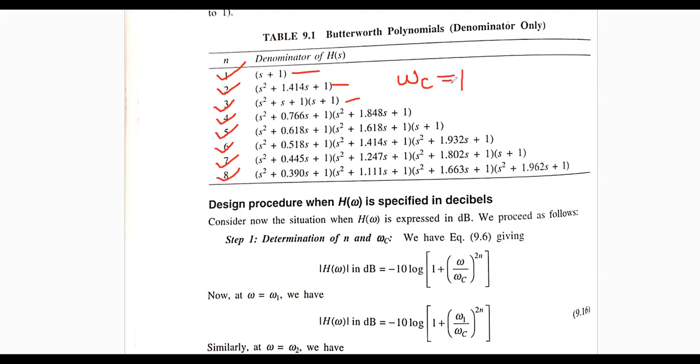Conventionally, the value of omega c is more than 1. Then we can convert these polynomials or the locations of the poles accordingly. So whatever value we have, we can change it accordingly. Okay.